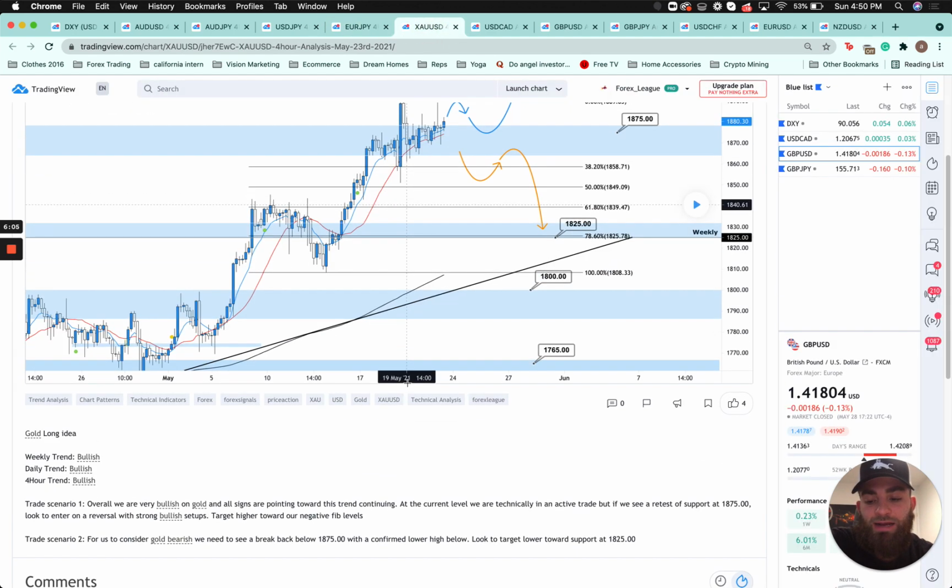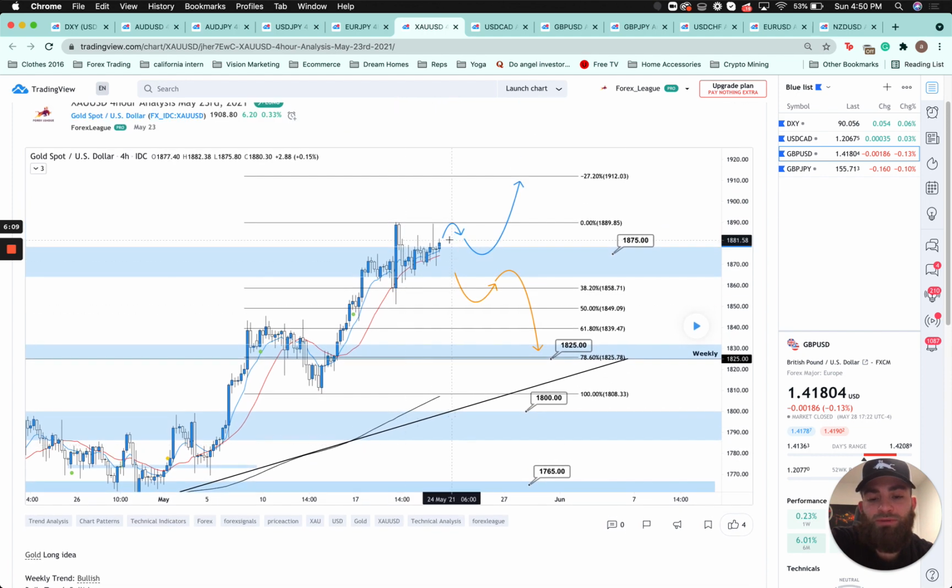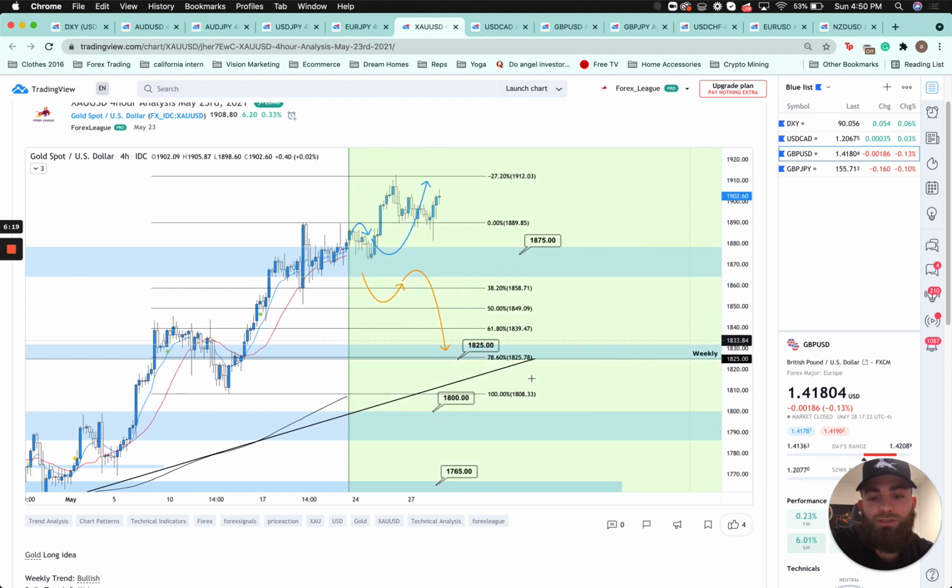Let's go to gold next. So gold was pretty much bullish on every time frame. So scenario 1 was a simple break and retest to continue to go long. Trade scenario 2 was actually a break to the downside and retest to go short. So let's see how it played out. We had the break, retest, long. Right here, 35 pips to the upside.